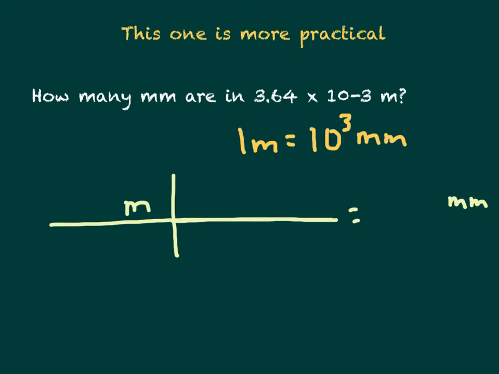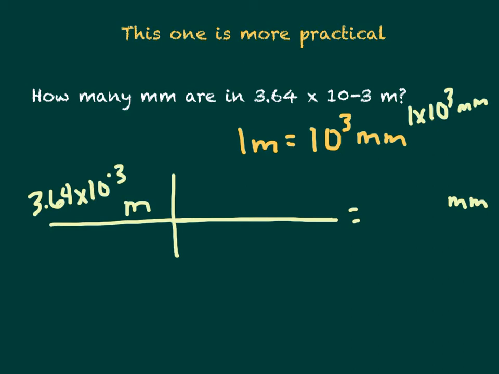Congratulations. Here's one that's a little more practical and wants to know how many millimeters are in 3.64 times 10 to the minus third meters. I have the conversion factor, which you guys will have memorized because you'll know what the prefixes mean. This is 1 meter is 10 to the third millimeters, which is 1,000, and that's our conversion factor. So we start out with what we're given, 3.64 times 10 to the negative third.